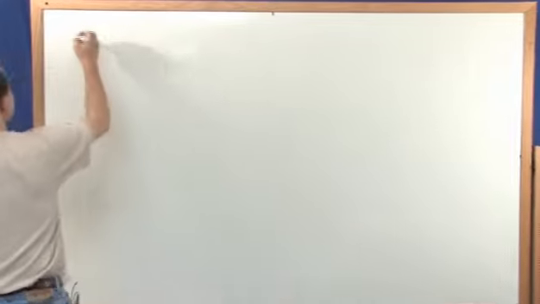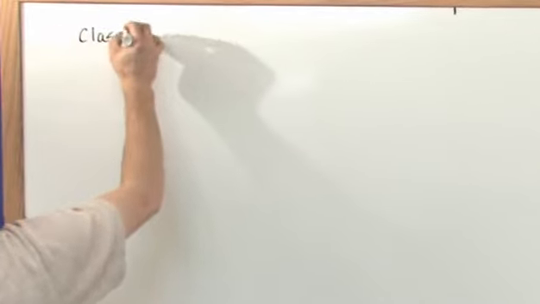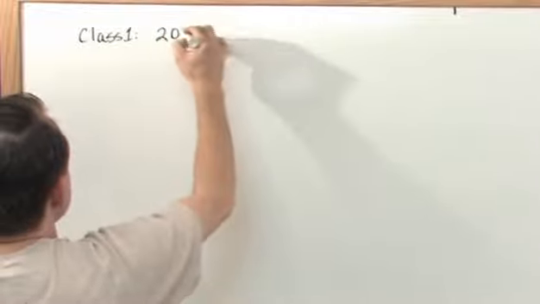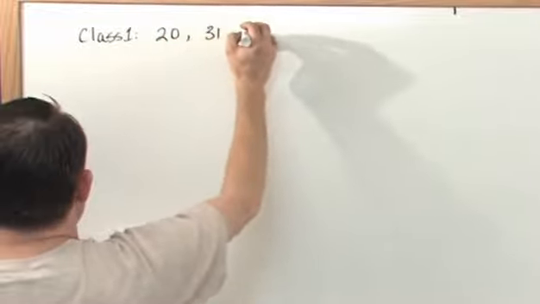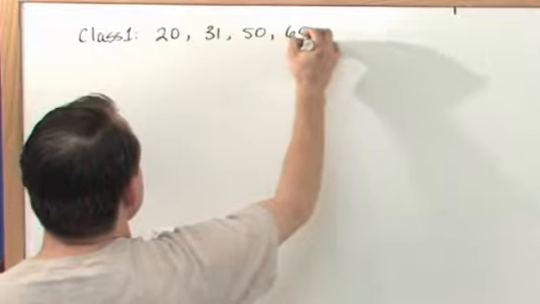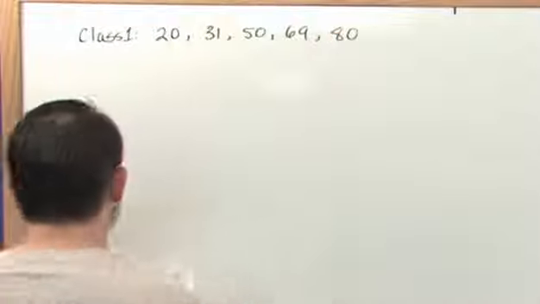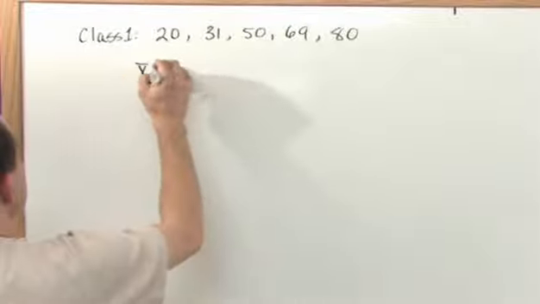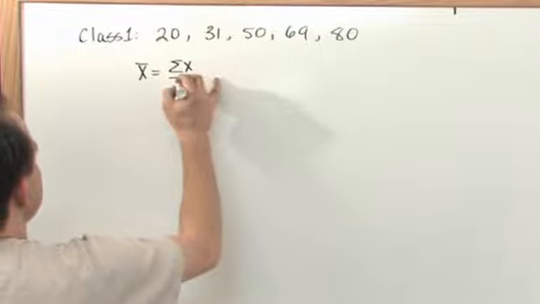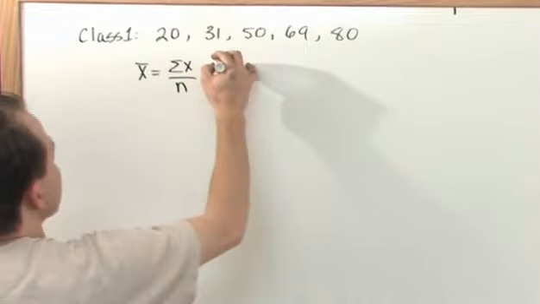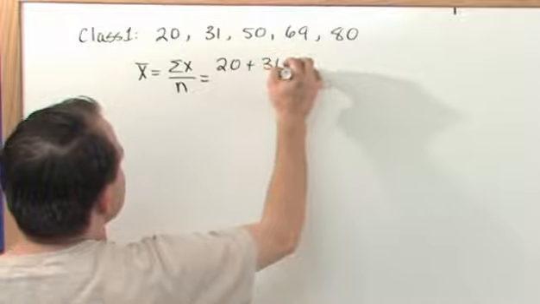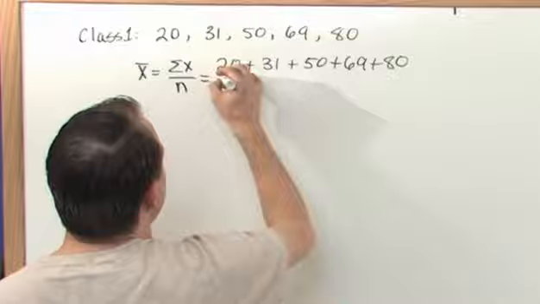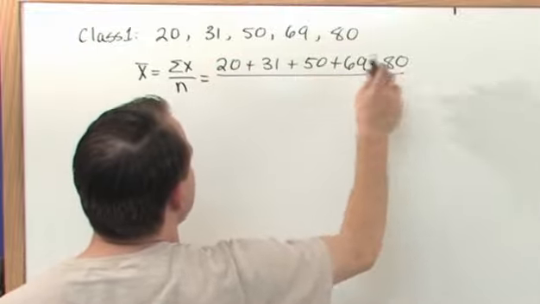Let's say class number 1 consists of the following grades: 20, 31, 50, 69, and 80. Now let's just calculate the mean value. The mean value is going to be the sum of the values divided by the number of samples we have. So it's going to be 20 plus 31 plus 50 plus 69 plus 80, all divided by 1, 2, 3, 4, 5.